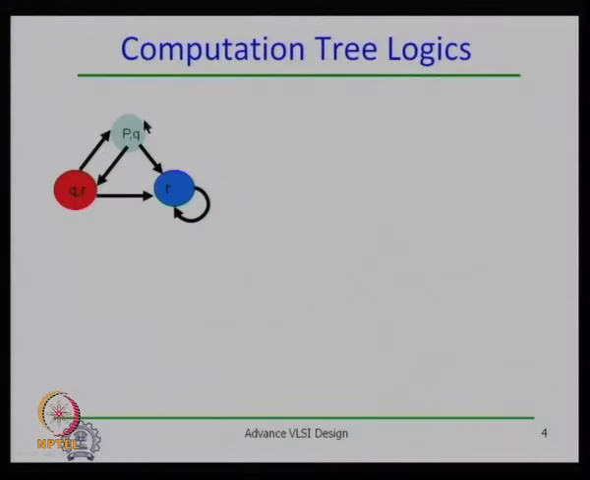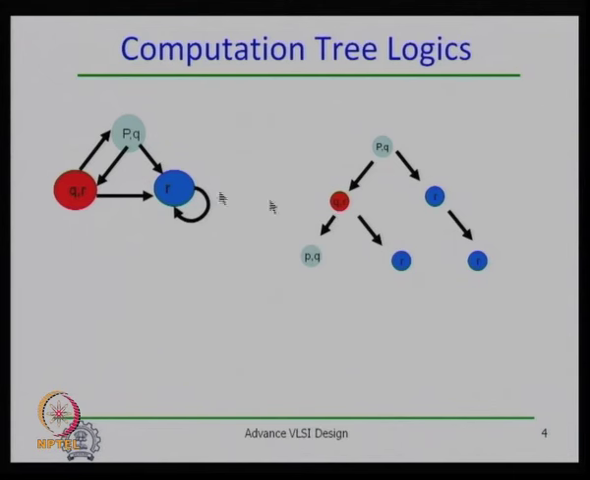Say p q, this is the state S0, the initial state. If I start from this state, it can either go to this state or go to that state. So the first time, this will unroll like this. When you come to this state, you can either go to this state or go back to the same previous state. So now your computation tree can unroll like this.